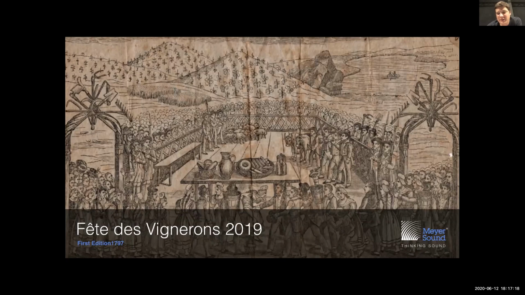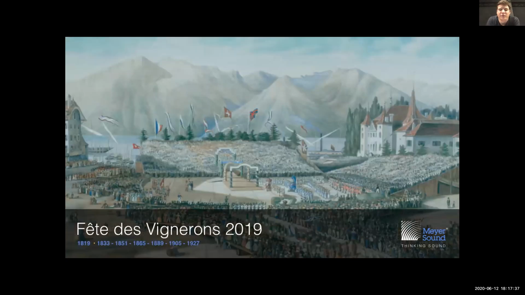With time, the winemaker brotherhood started inviting people from around the region, so people living north and southeast of the region also were invited, and the tradition has grown from there. So the first edition, 1797. Then it will evolve. This is all the previous years. There are no pictures, but there are paintings of the previous editions. So the second one was in 1819.